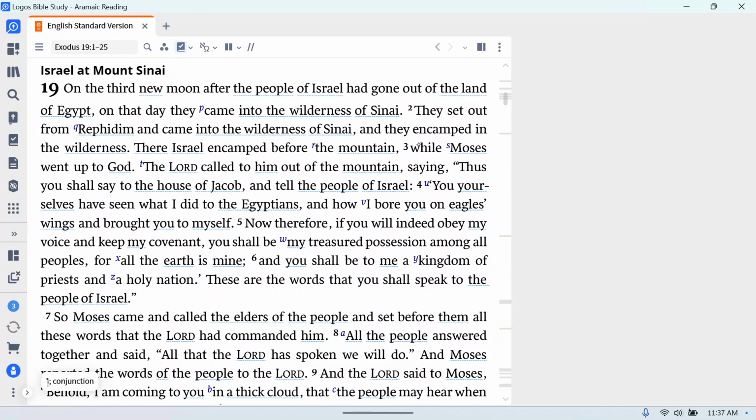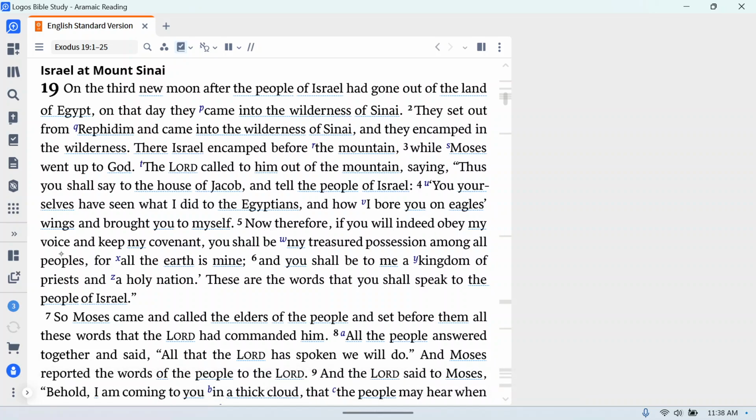So here they've arrived at Mount Sinai, and Moses goes up to God here in verse 3. So it says, "The Lord called him out of the mountain, saying, 'Thus you shall say to the house of Jacob and tell the people of Israel, you yourselves have seen what I did to the Egyptians, how I bore you on eagle's wings and brought you to myself.